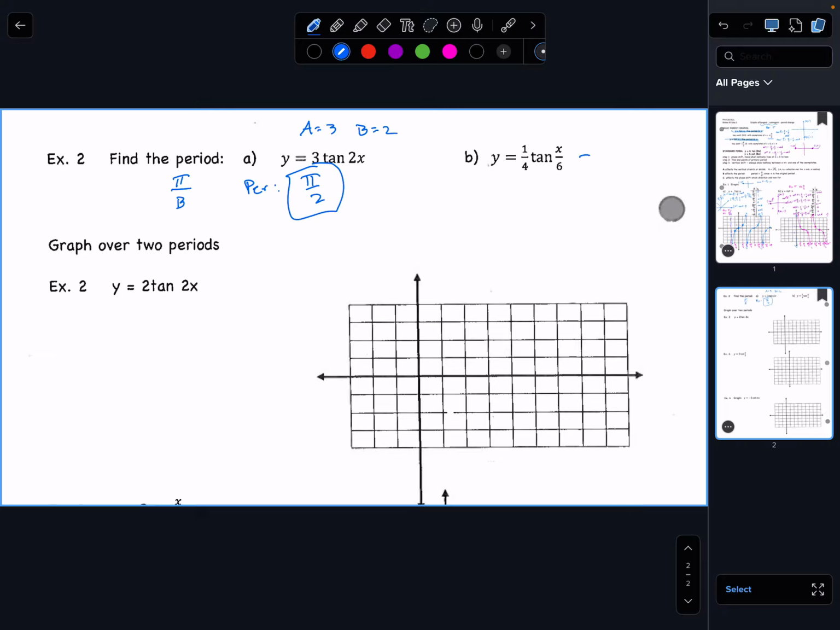In part B, you need to make use of structure and understand that this is the same as 1/6 times x. So B is 1/6. So the period is pi divided by 1/6. And when you divide, you multiply by the reciprocal, and the period is 6 pi.